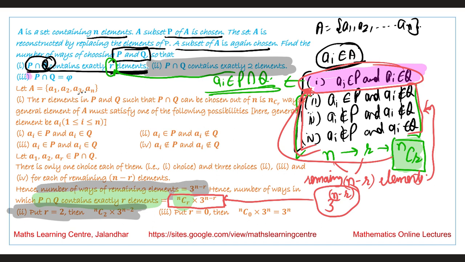And the last part is P intersection Q should be empty. It means the value of r is given to be 0. So the total number of options is nC0 into 3 raised to the power n, that is, 3 raised to the power n ways. That is all the elements we are talking about. Either they belong to P, then they do not belong to Q. If they do not belong to P, they cannot belong to Q, and there is this third case. So all these n elements can be arranged in these 3 options. So these are the total number of options of choosing the sets P and Q.